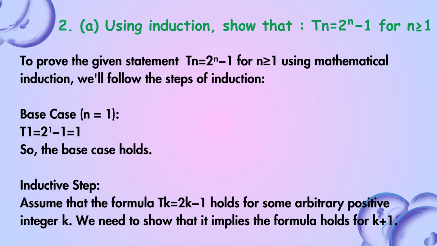Using induction, show that the following statement proof. To prove the given statement using mathematical induction, we'll follow the steps of induction. Base case, n equals 1, the equation is so, the base case holds. Inductive step, assume that the formula holds for some arbitrary positive integer k. We need to show that it implies the formula holds for k plus 1.